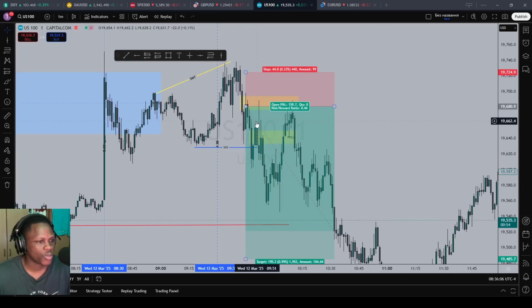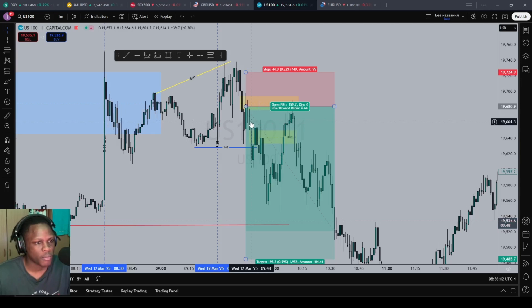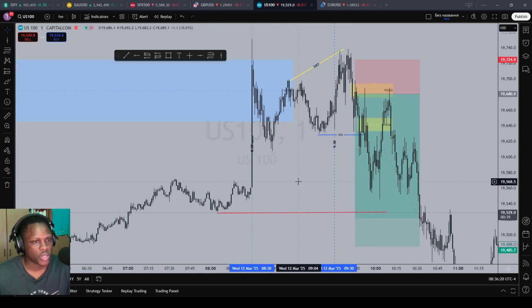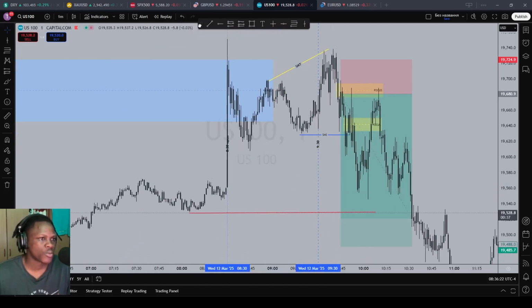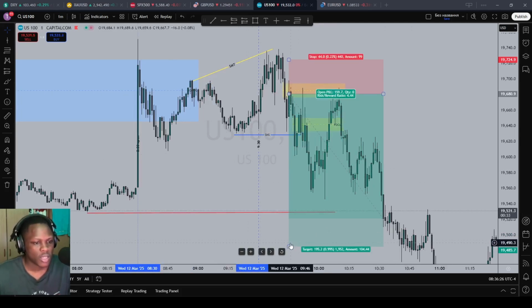I'll show you another screenshot where I got stopped out. I trailed my stop loss to this part, and took another entry here, and I was targeting this small target. This was my target at first.